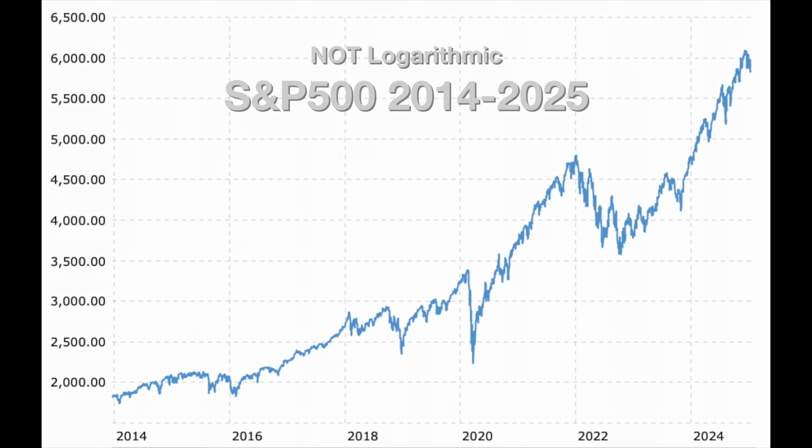50% return. Whereas on the non-log chart, they are represented as the same change because in number terms, they are the same. 2000 point change and then another 2000 point change. But the market did not double again.